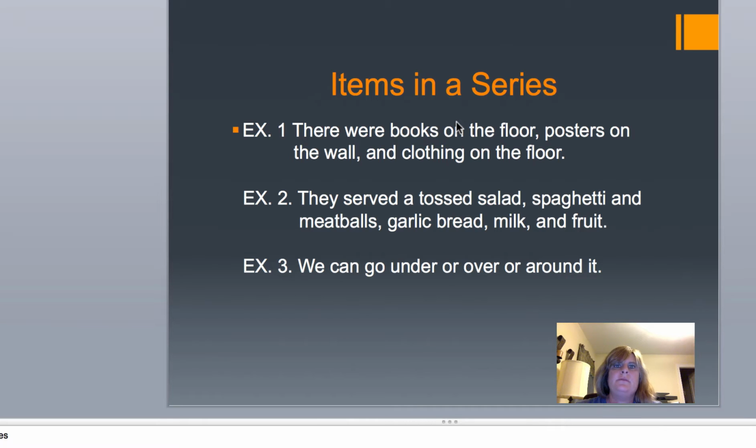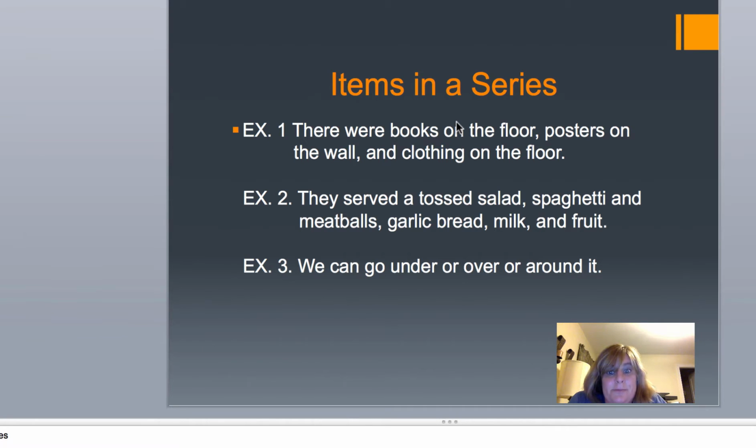Okay, use commas to separate items in a series. Example 1 says, there were books on the floor, posters on the wall, and clothing on the floor. Here we see, as I said at the beginning of the slide, that commas are used to separate words that belong together or bring them together. This is an example of how they are separating the ones that don't belong, but grouping the ones together that do belong.